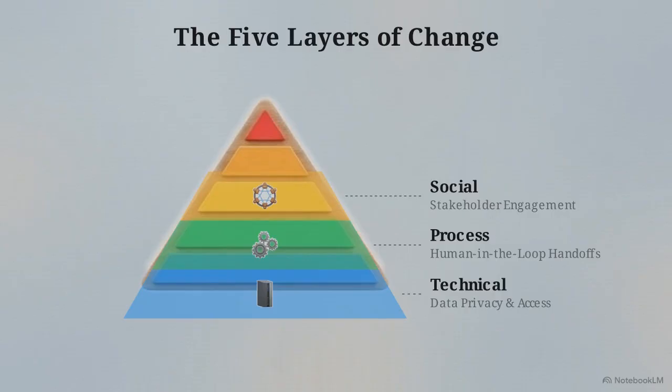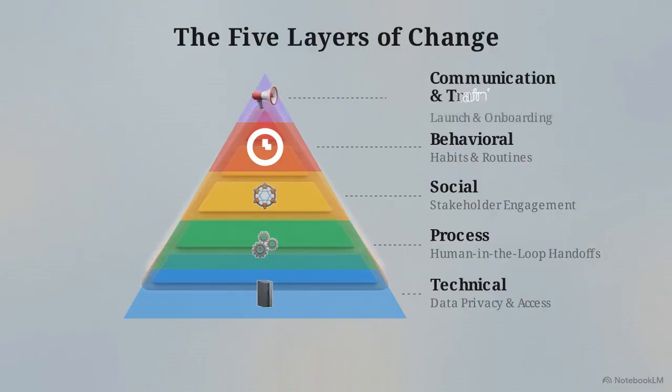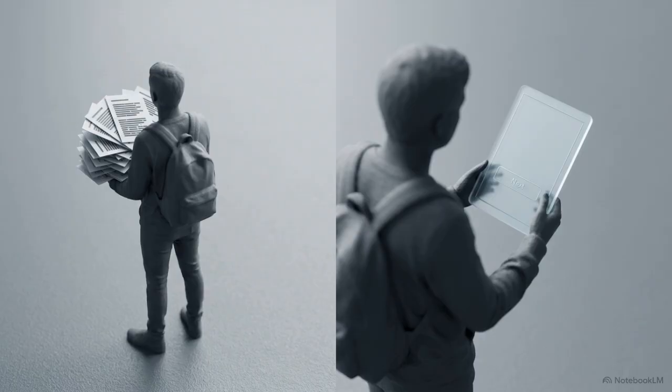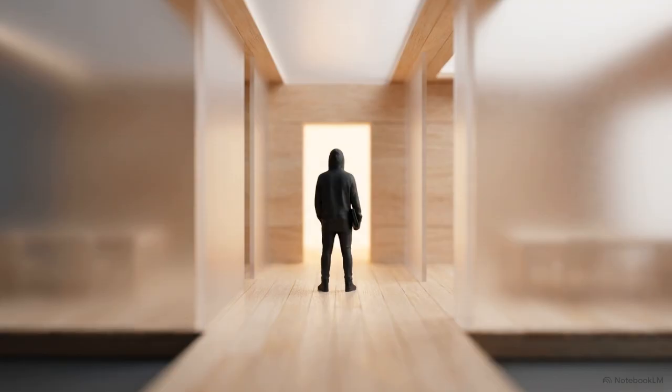Then you cover execution. The behavioral layer pinpoints the specific habits staff must build to use the system, and the communication and training layer details exactly how you will instruct users during the rollout. A pitch structured across these 5 layers provides a credible, step-by-step strategy for organizational adoption. True change champions identify the exact point of friction, design an ethical AI-enabled workflow, and build the organizational roadmap to make it a reality.